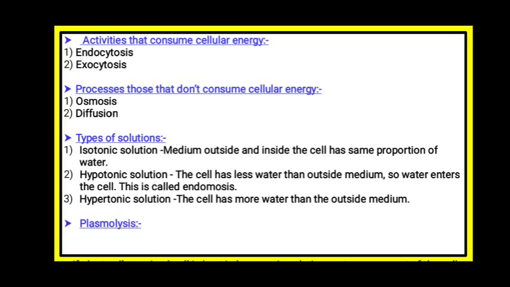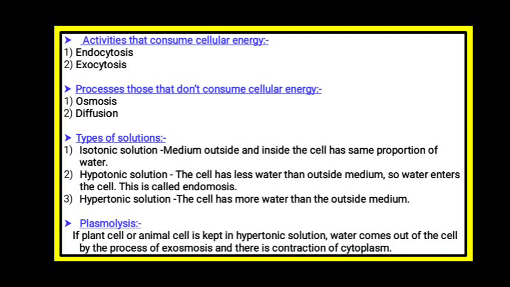Then we had studied the definition of plasmolysis. If a plant cell or animal cell is kept in hypertonic solution, means the proportion of water is more inside the cell, the water from the cell comes out of that cell by the process of exosmosis, and there is contraction of the cytoplasm that takes place. So this entire process is called as plasmolysis.